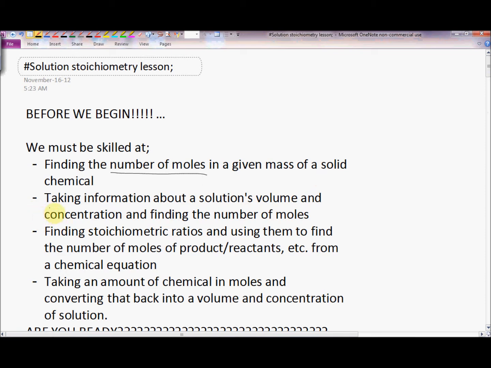We also now need to be able to take information about a solution's volume and concentration to again find the number of moles in that solution. We need to be able to find stoichiometric ratios from a chemical equation and use them to find the number of moles of a product or reactant from a chemical equation. We need to take an amount of a chemical in moles and then convert that back into either a volume or a concentration of a solution. Okay, so these are some key skills which hopefully you've developed some success at.